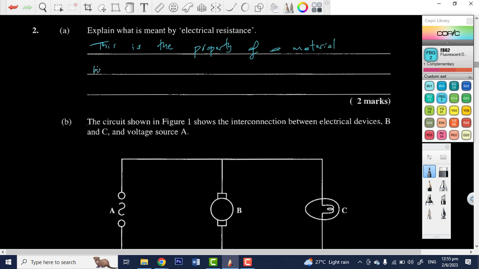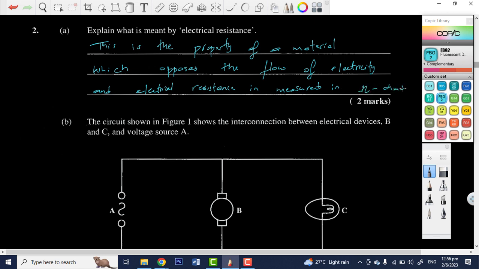Alright, so let's see this. We can relate, as I said, electrical resistance to some property. So we can say that this is the property of a material, right? Which resists the flow of electric current, or charged particles. I don't want to use the word resist again, so we could say that it opposes the flow of electricity, right?